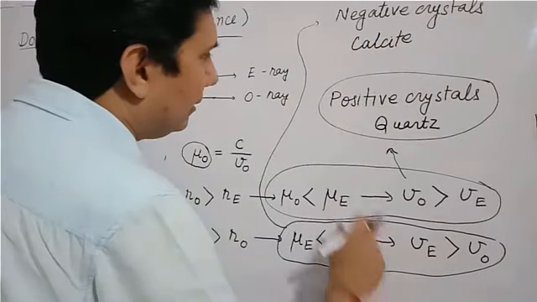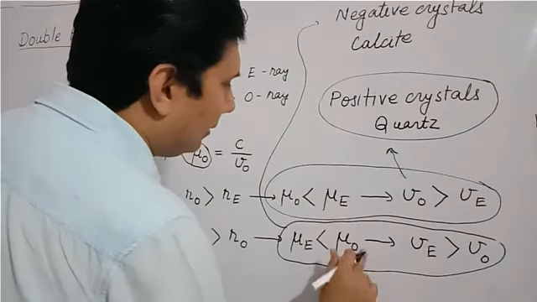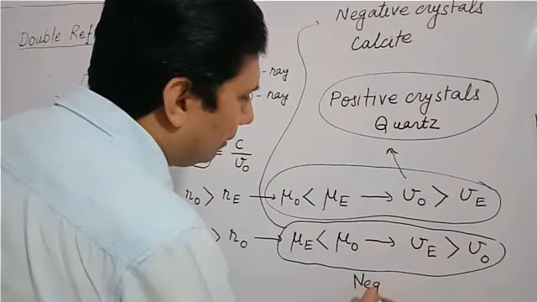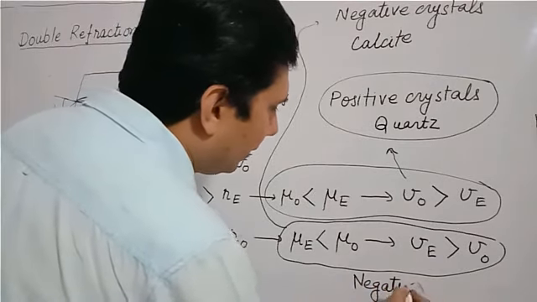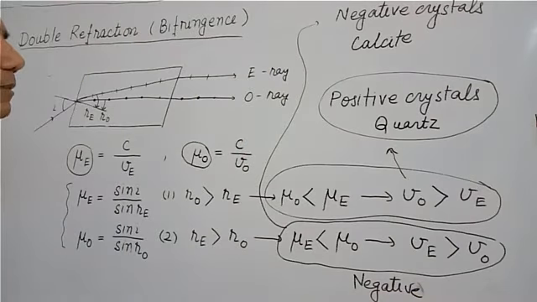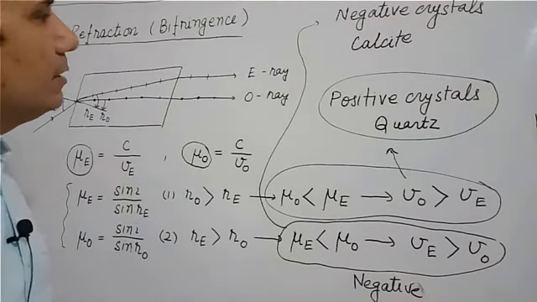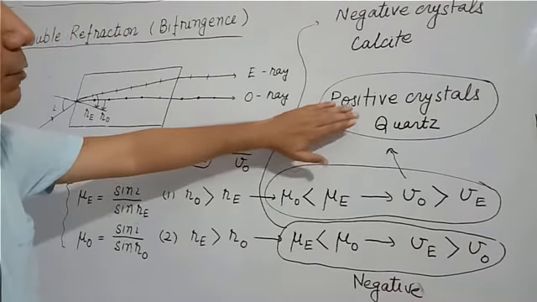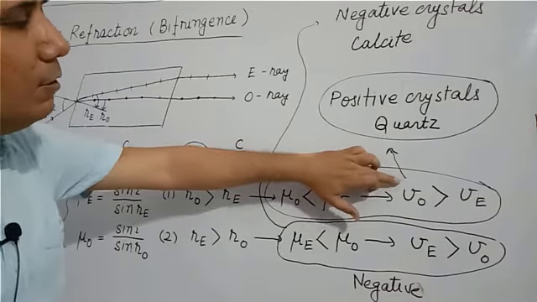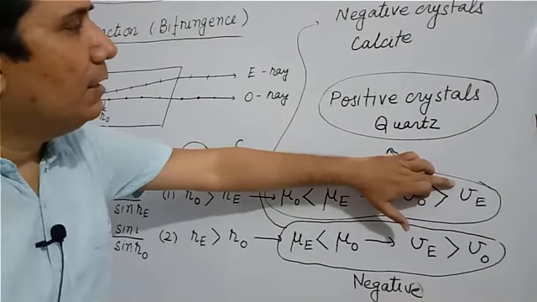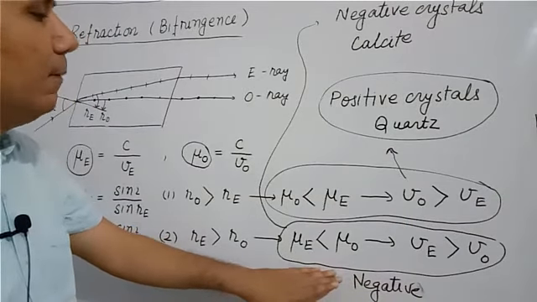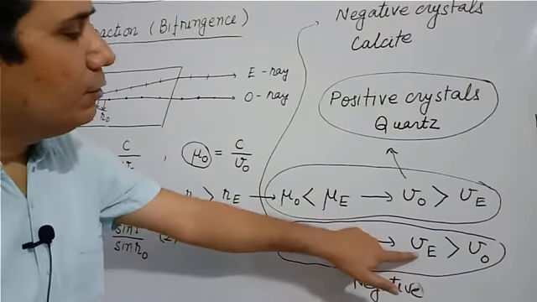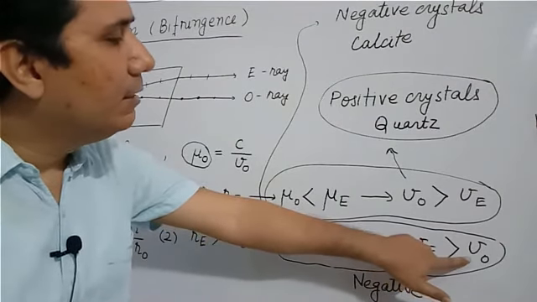So this is the case for positive crystal, this is the case for negative crystal. These doubly refracting crystals can be classified into two types. One is known as positive crystal, an example of which is quartz, and for this, the velocity of O ray is always greater than the velocity of E ray, while the other type are negative crystals, in which the velocity of E ray is always greater than VO.